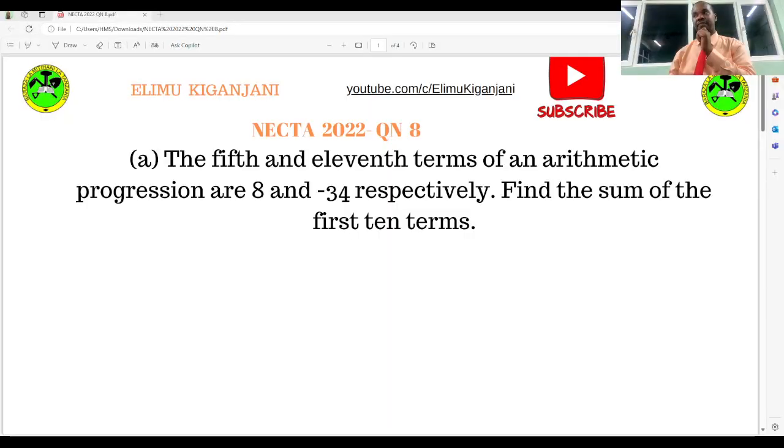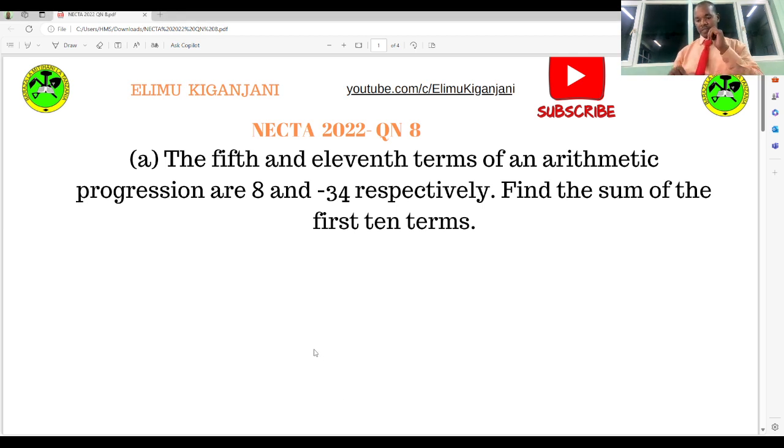This is Elim Kiganjani, and today we are going to solve one question from the National Exam Basic Mathematics NECTA 2022, and this is going to be question number 8. Question number 8 has part A and part B. Part A is an arithmetic question, and the total marks for part A and part B is 6 marks.